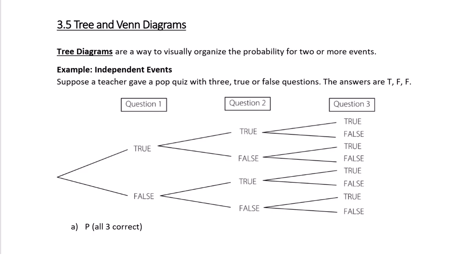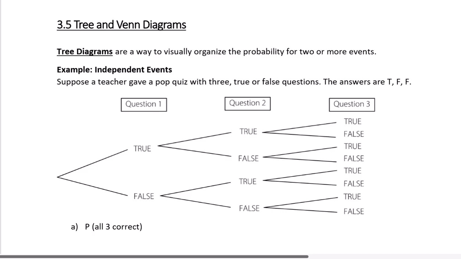So in this first example, let's suppose a teacher gave a pop quiz that has 3 true or false questions. The answers to those questions are true, false, and false in that order. So in a tree diagram, we will give all of the results for each part of that test.